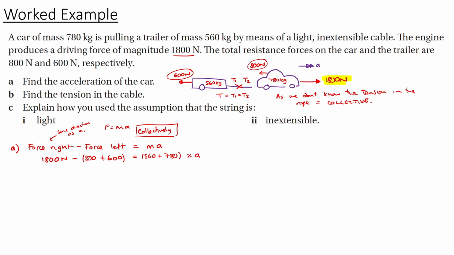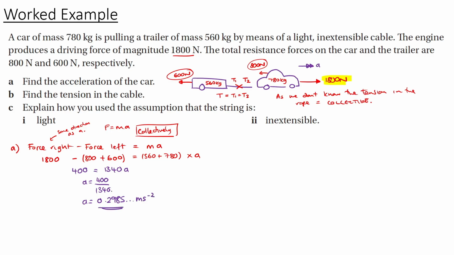And what I then need to do is now rearrange this. Now I'm just going to get rid of that N because I don't want it confusing me, in which all I then need to do is now work all of this out. So what I've got is I'm going to end up with 400 equals 1340A. And then to work out A, I just take the 1340 over to the other side, in which I end up with an A value of 0.2985, and that's meters per second squared.